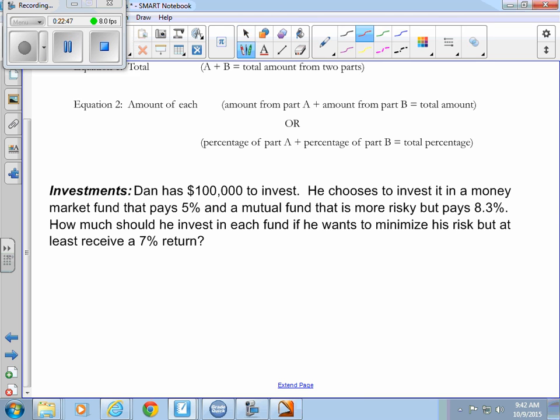So I'm going to call it, I want to do A and B this time, or do you stick with X and Y? So X is the amount in the money market, and it is very wise to label that. That way when you get to the end of your problem, you know what to answer. Right? You know what X found and what Y found. Y is the amount in the mutual fund.